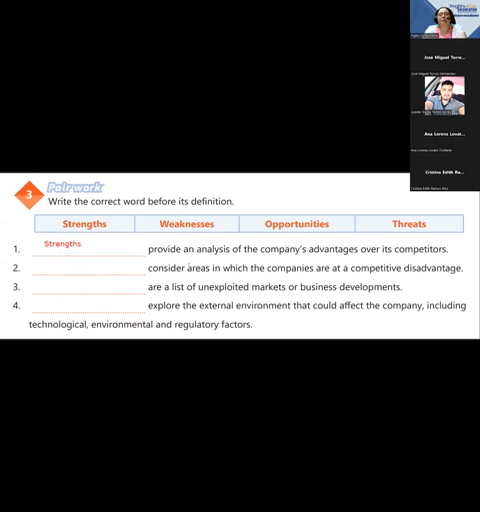Okay, number two. Weaknesses. Yes, weaknesses. Very good. What about number three? Opportunities. Okay, do you want to read the definition, please? Opportunities are a list of unexploited markets or business developments. All right, so yes, opportunities, right?